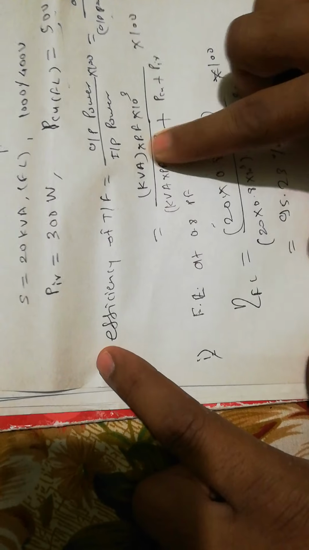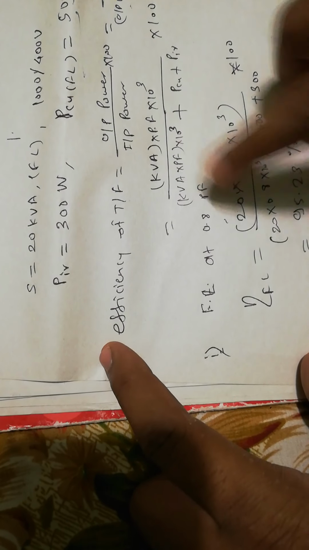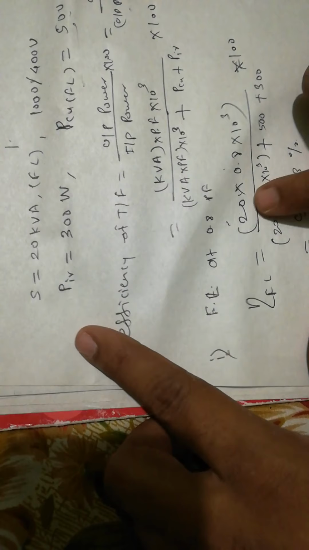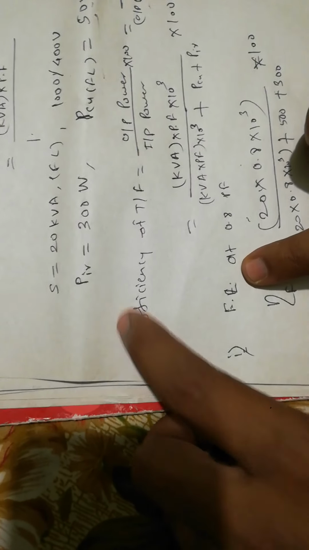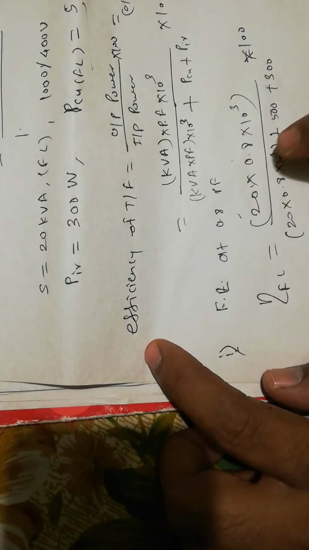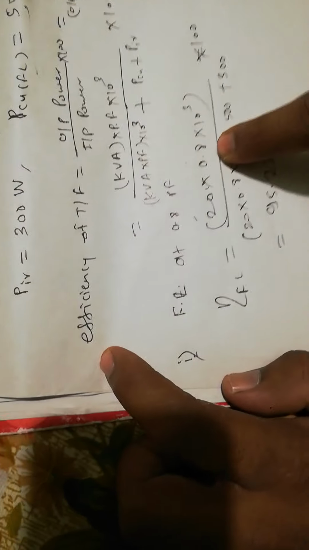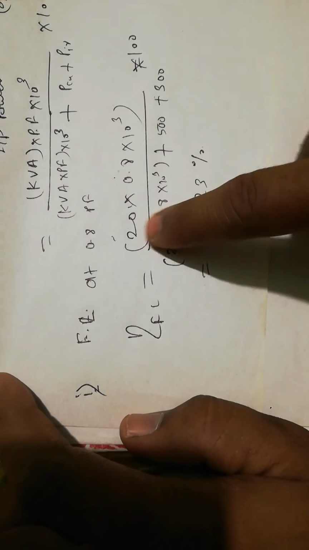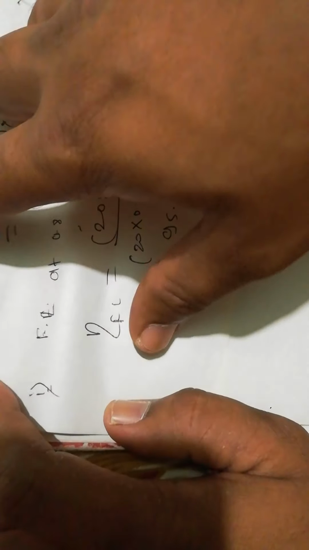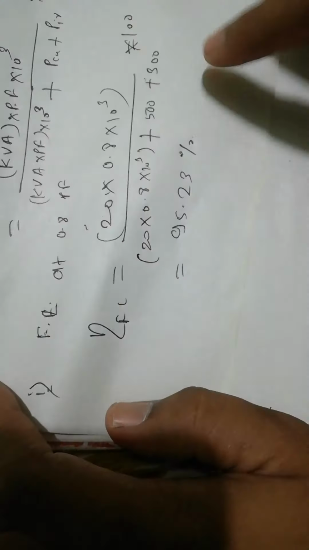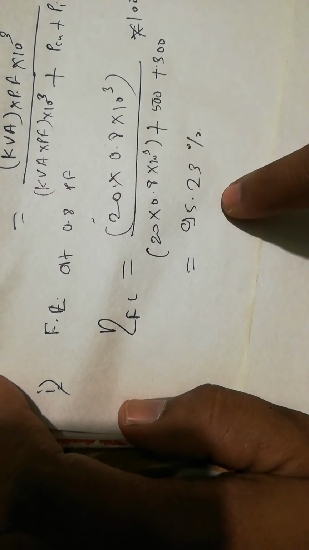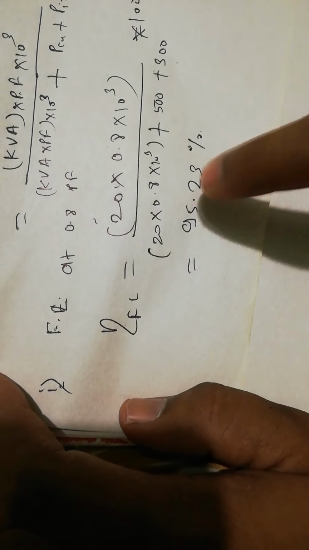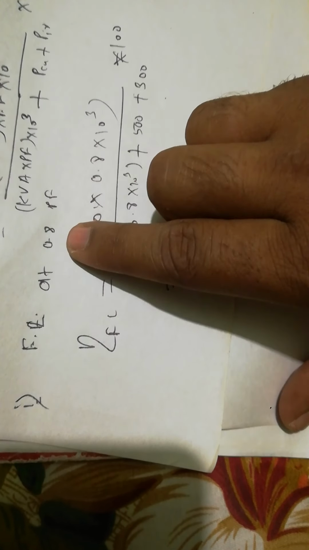From this formula, the given transformer is a 20 kVA transformer, and its efficiency is calculated at 0.8 power factor. Therefore we take 0.8 power factor and into 10 to the power 3, because the kVA rating is given as 20 kVA. The copper loss is 500 and the iron loss is 300. If you calculate, we get 95.23 percent efficiency. This is the efficiency at full load at 0.8 power factor.